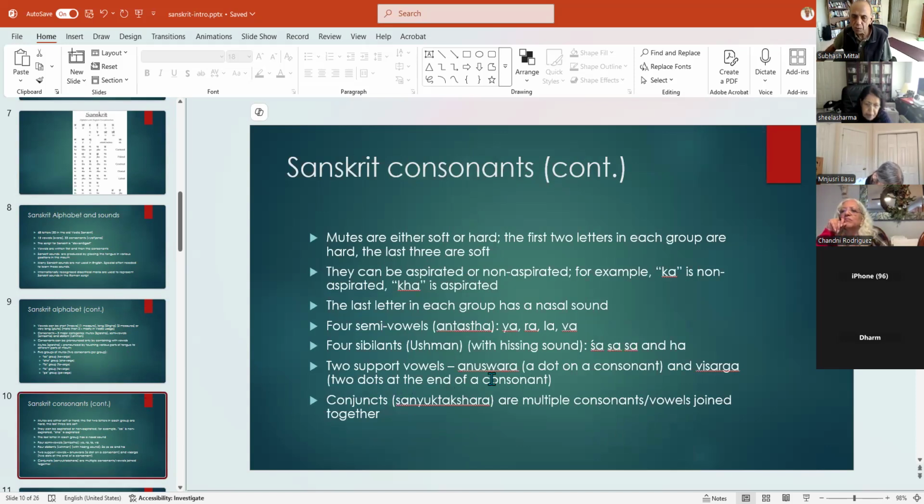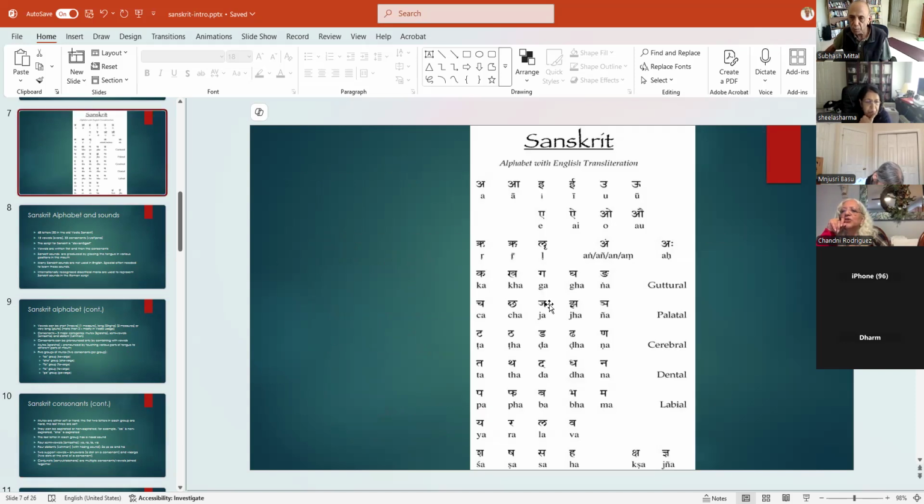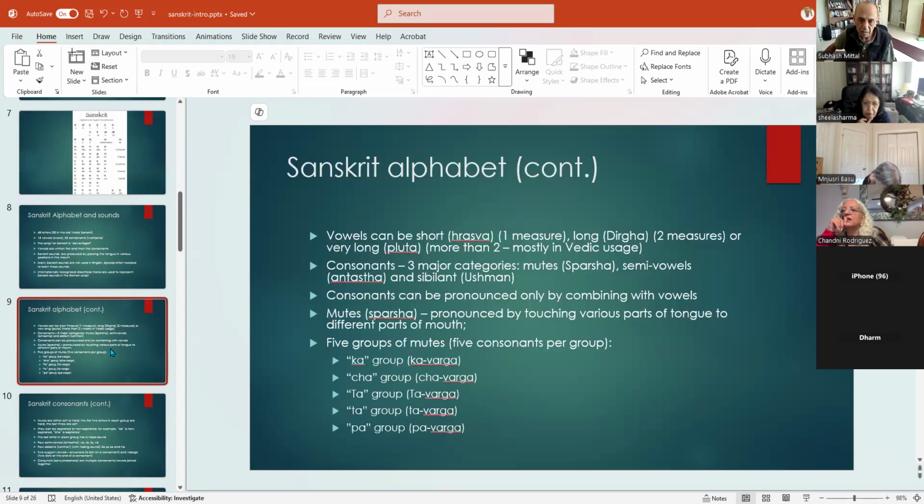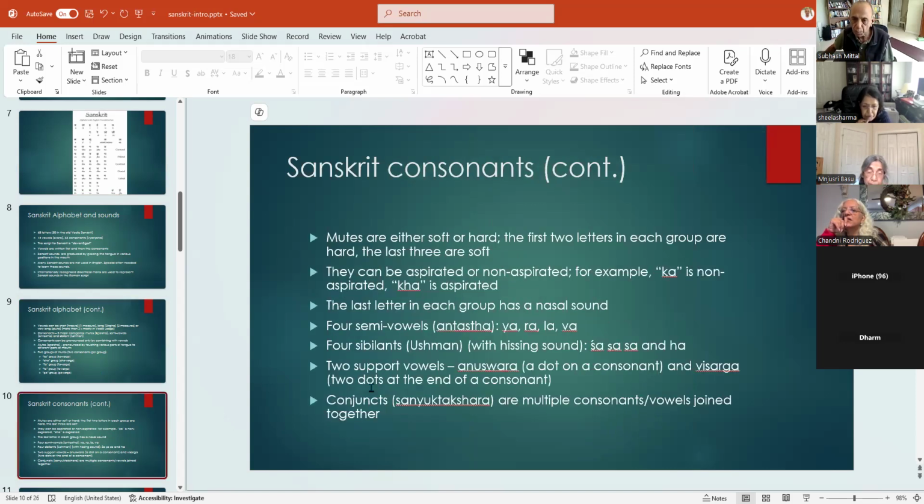Then there are two support vowels. Okay, two support vowels, ang, aha. So this is called the nasal anuswara. Ang, aha is when you place a pair of dots at the end of the letter. Okay, the sound becomes aha, ha. So there are these two special kinds of sounds. They are the support vowels, anuswara and visarga.